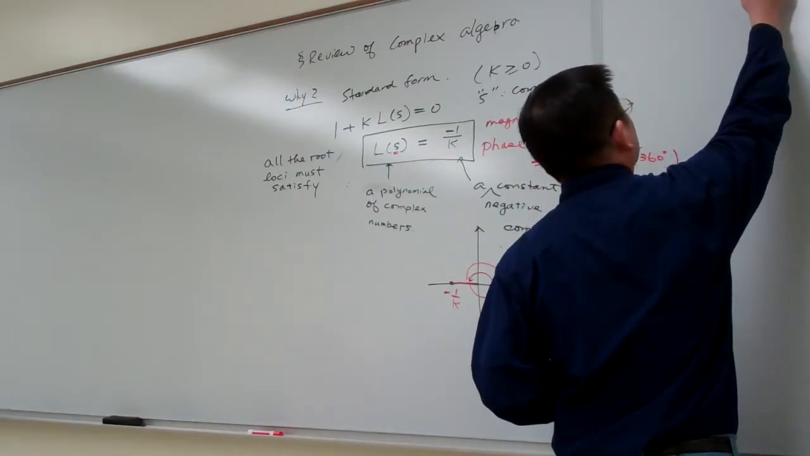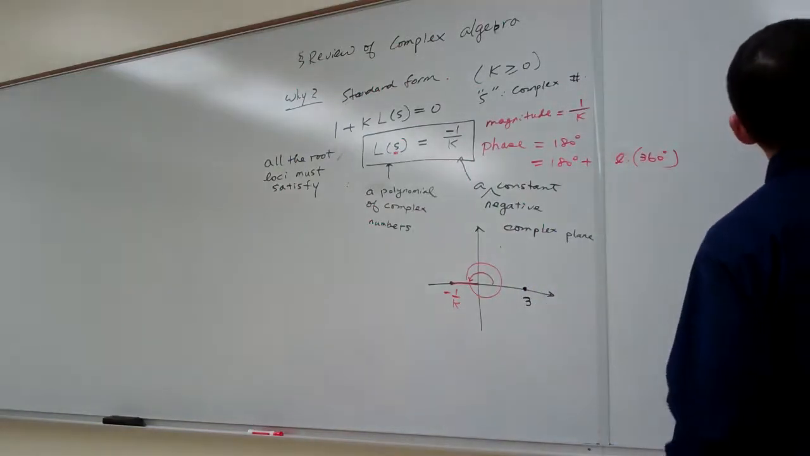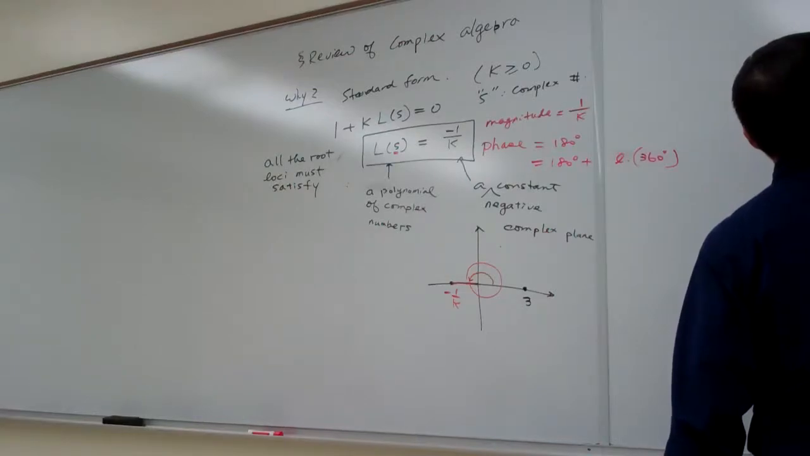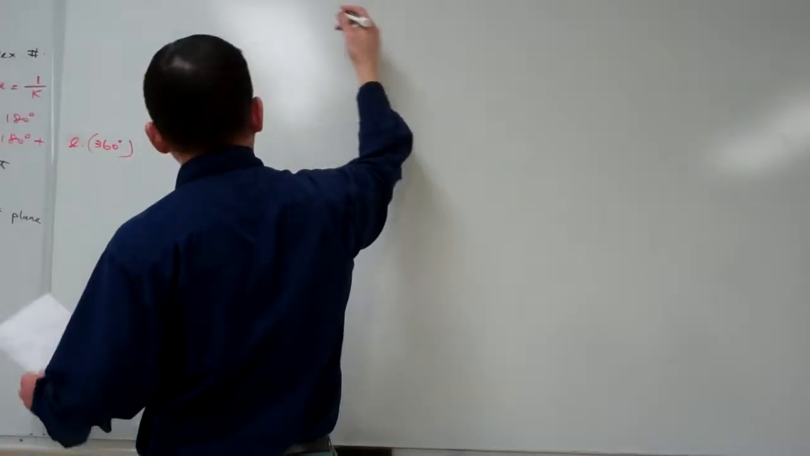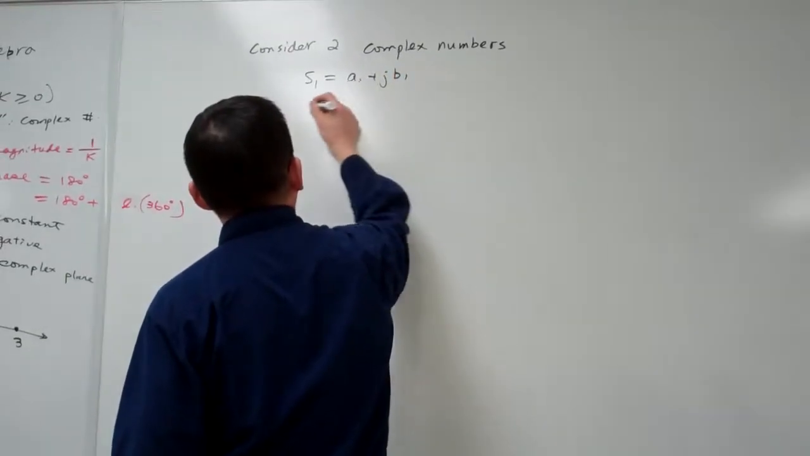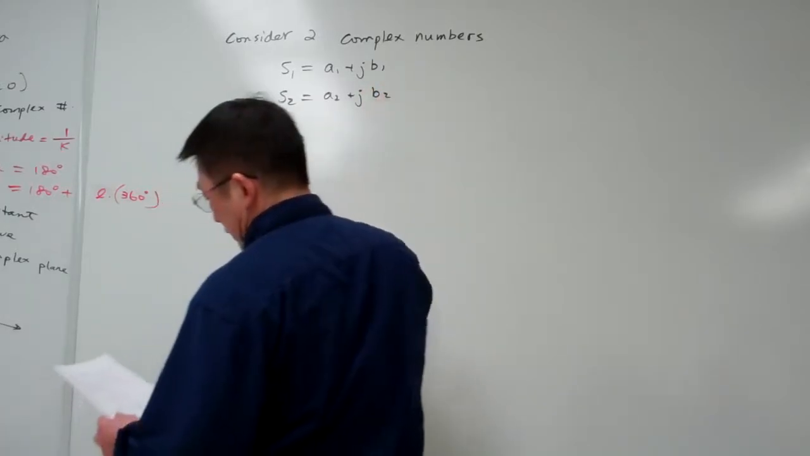We consider any two complex numbers. Say here S1 equal to A1 plus jB1, and S2 equal to A2 plus jB2. Okay.